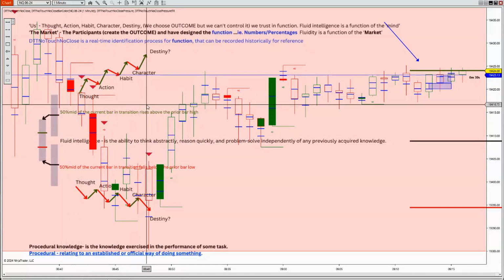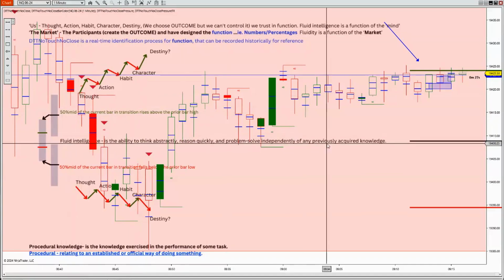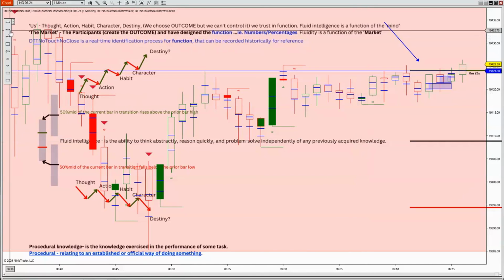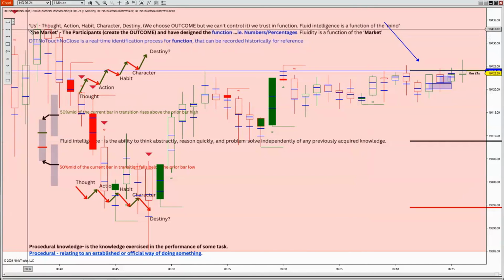You'll want to be able to read the market in real time. That's what fluid intelligence is all about, being able to read it in real time. If you cannot read it in real time, I suggest you stay on this channel until you can.